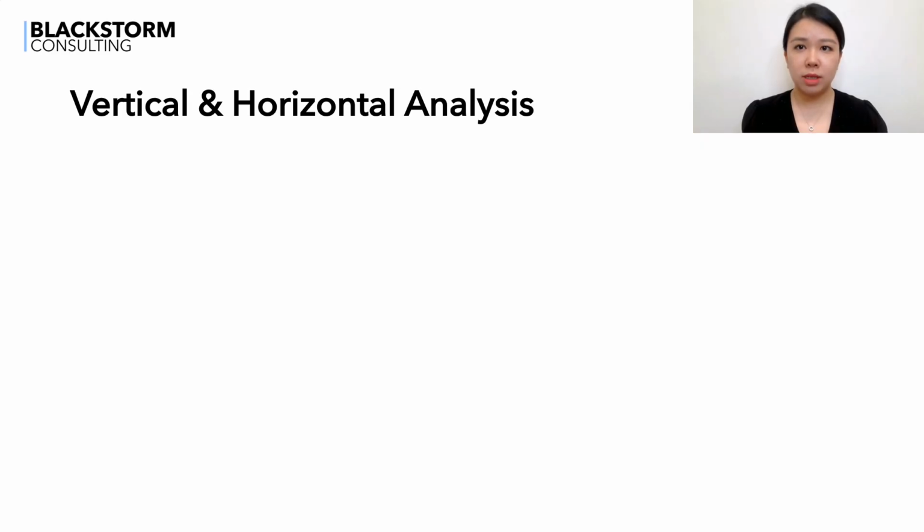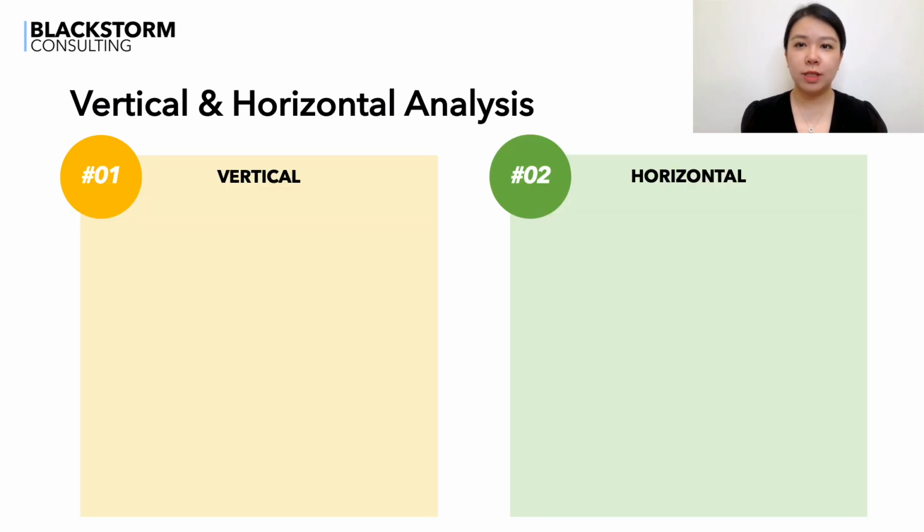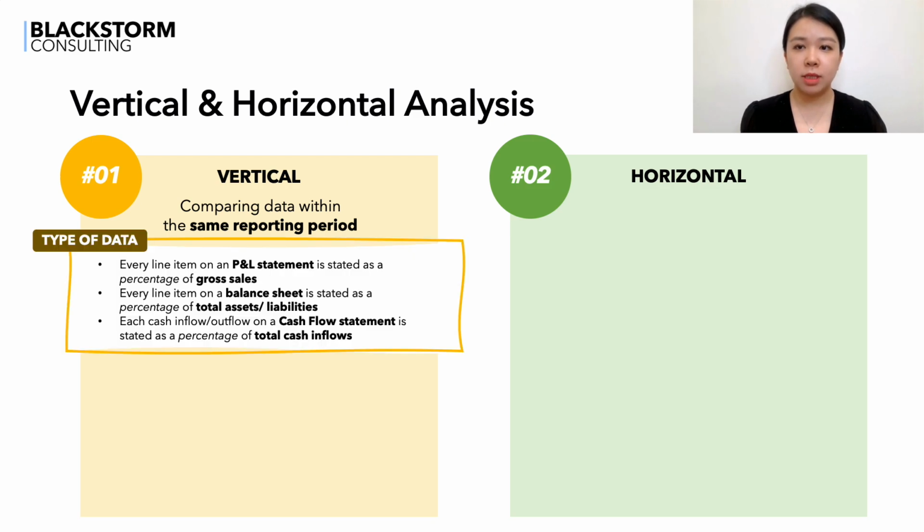There are two types of analysis used in financial statements, and they are the vertical and horizontal analysis methods. Firstly, vertical analysis is a method that compares data within the same reporting period. When using vertical analysis, a line item is listed as a percentage of a base figure within the statement. For example, a line item on a P&L statement can be stated as a percentage of the gross sales.